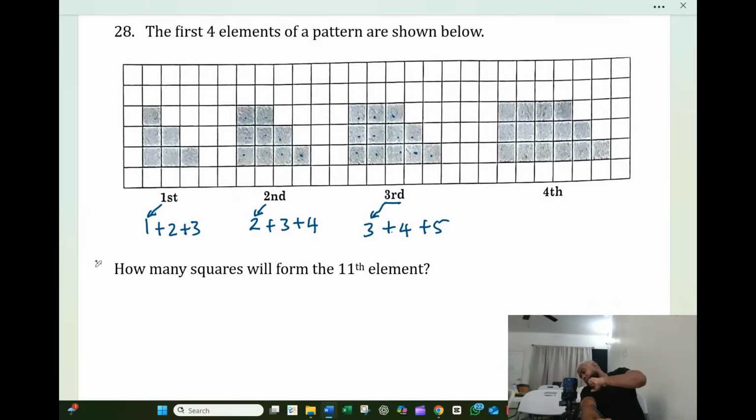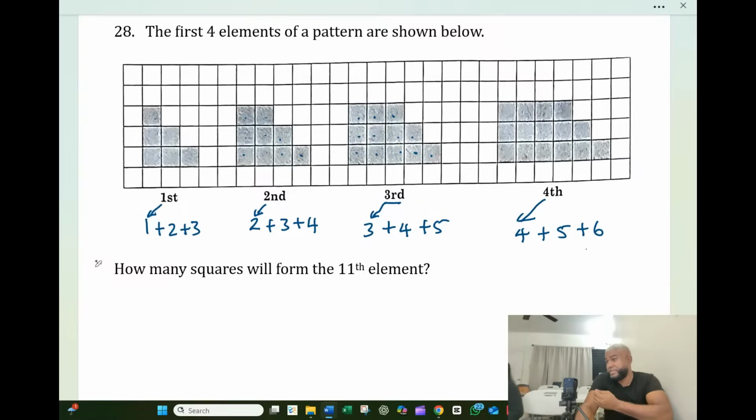That's right, guys. All right. This last one here would be the fourth row. 4 plus 5, which will be the next number, plus 6, which will be the next number, right? So this is my pattern here.